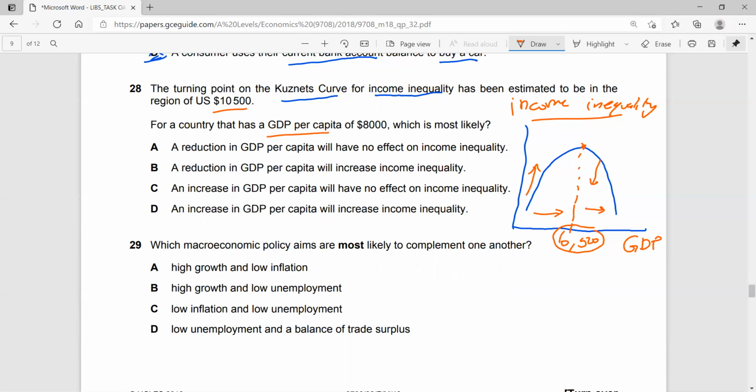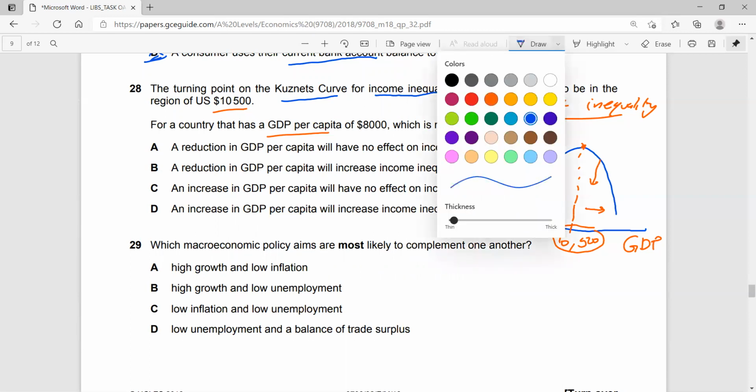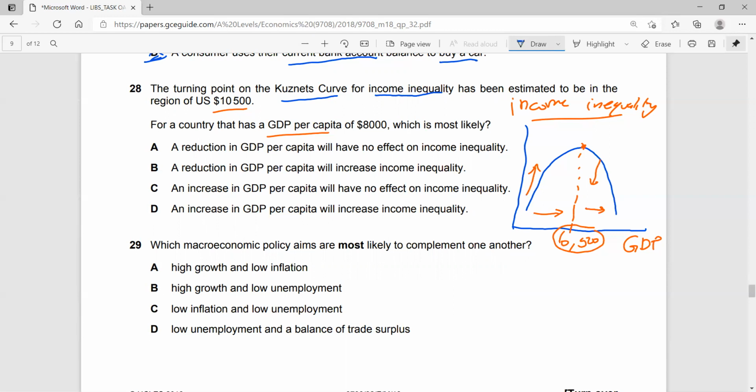Now, what does the question actually ask? Because that's probably a little useful. For a country that has a GDP per capita of 8,000, which lies at the left of this, because 8,000 is less than 10,500, so 8K, let's place here, which is most likely? A reduction in GDP per capita will have no effect on income inequality. This is wrong. If you reduce GDP per capita, you will reduce income inequality, as the graph shows.